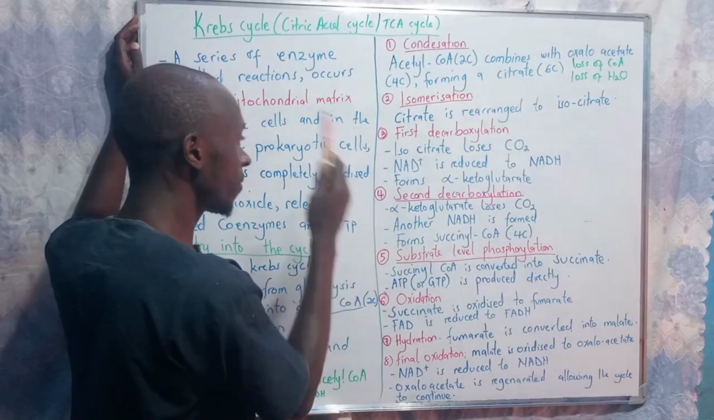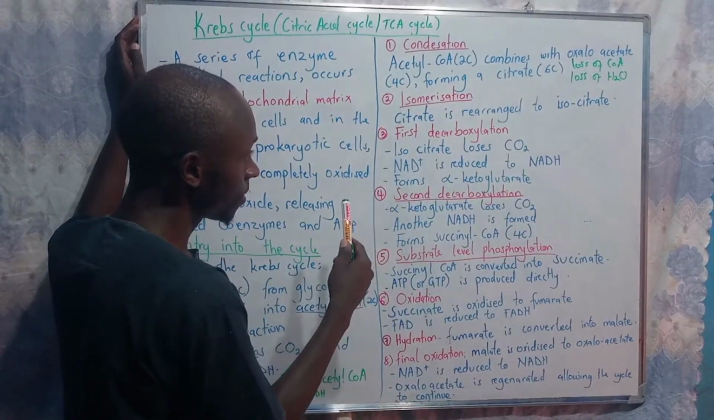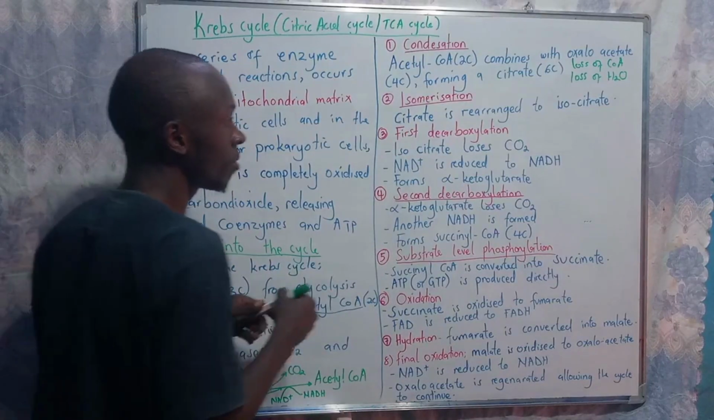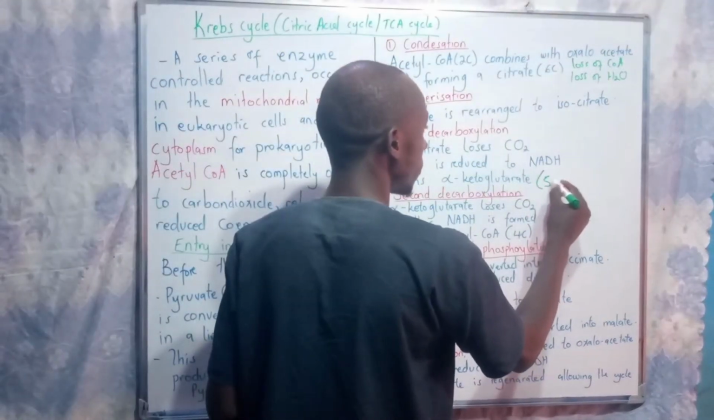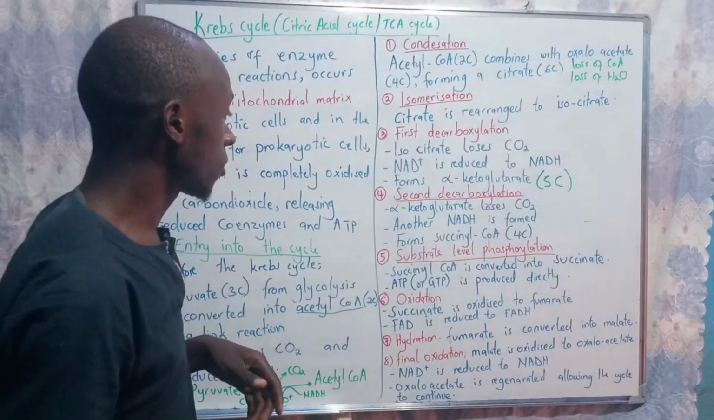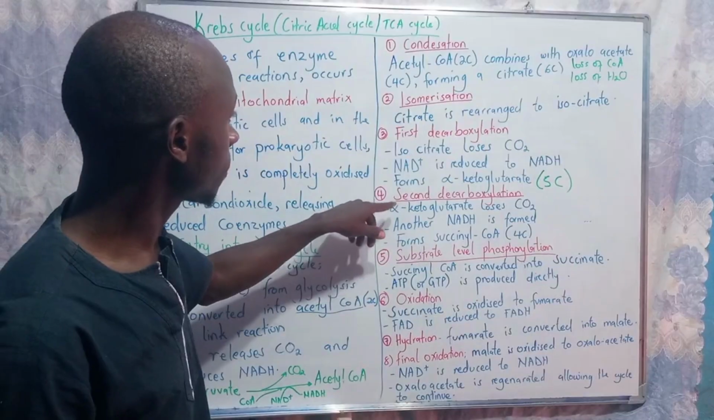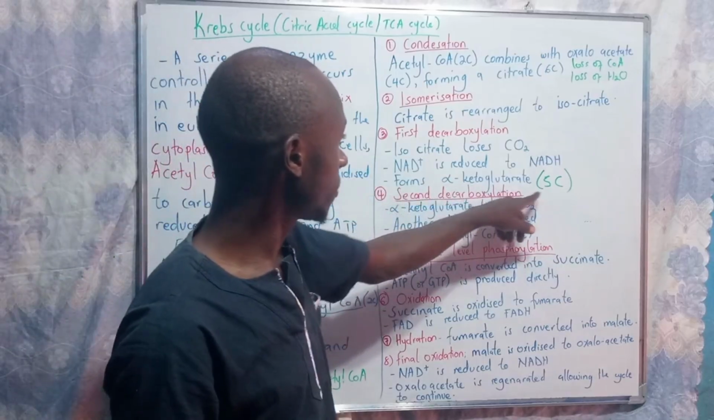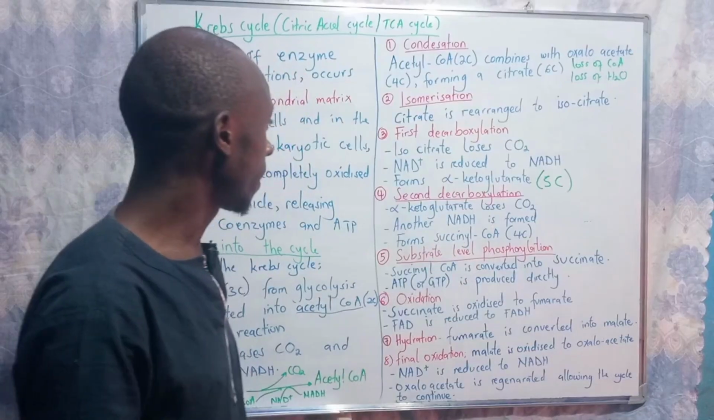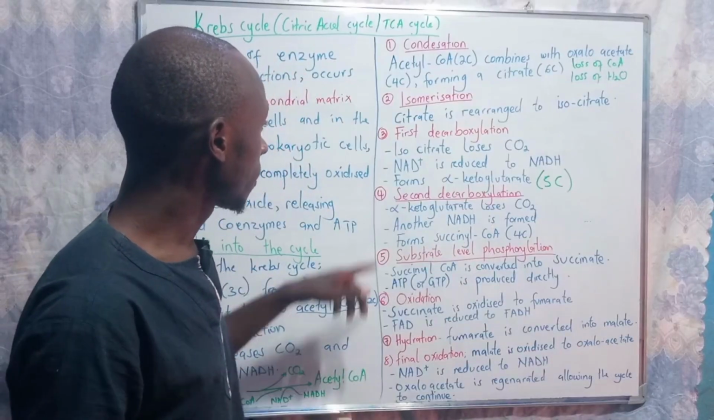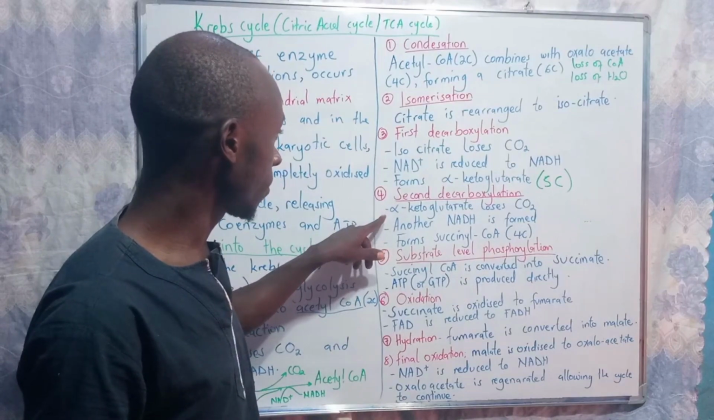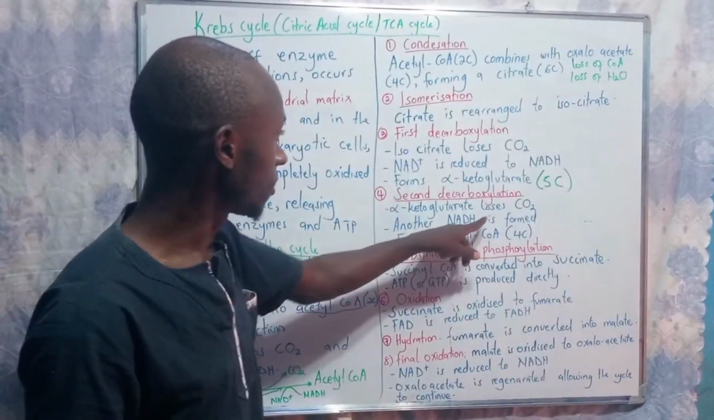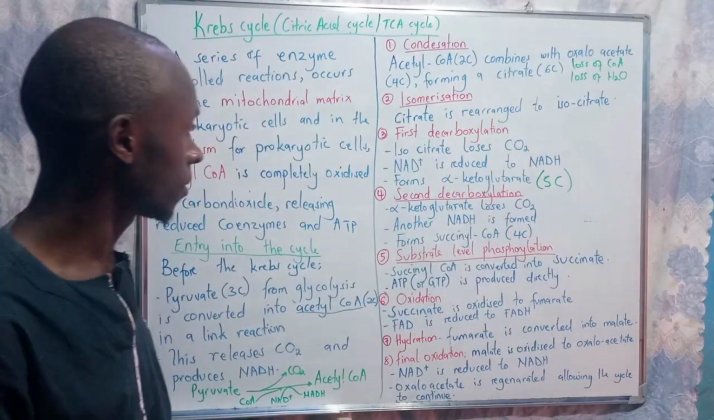So in stage number 4, the alpha ketoglutaric acid, which we had initially, was a 5 carbon molecule. Again, we are going to have a second successive decarboxylation taking place. At this stage, the 5 carbon atoms are going to reduce to 4. So alpha ketoglutarate is going to lose carbon dioxide. It means the decarboxylation has taken place.